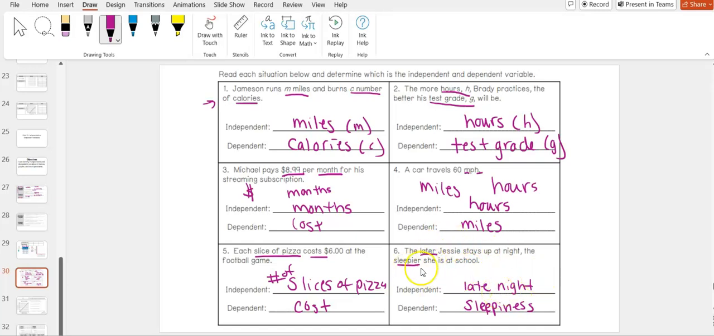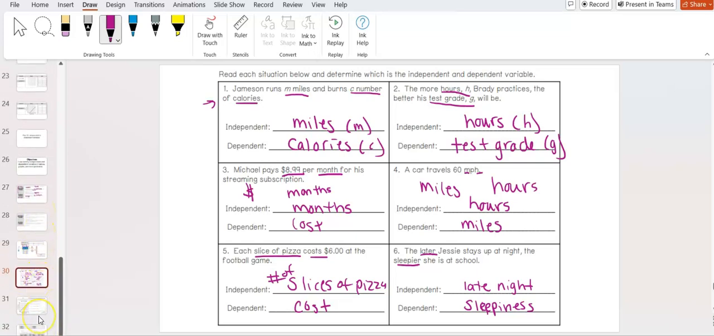Now, number 6 could go the other way if the word problem was worded differently. If the word problem said that the sleepier Jesse is, the earlier they go to bed, we could flip-flop our dependent and independent variable. But because this word problem specifically states that when Jesse stays up later, then she's sleepier at school, we know that sleepiness depends on lateness. So pay attention to the way things are phrased.